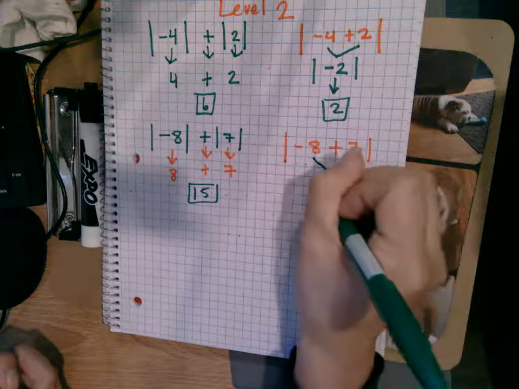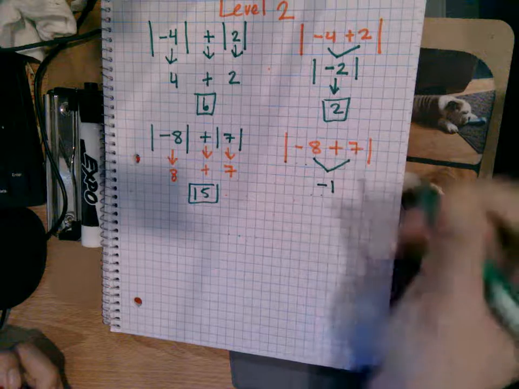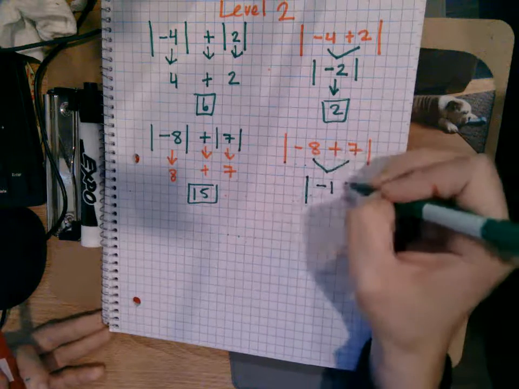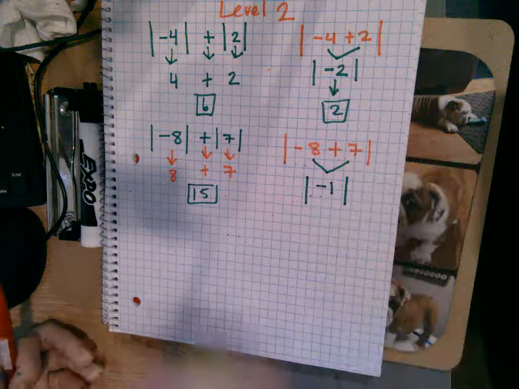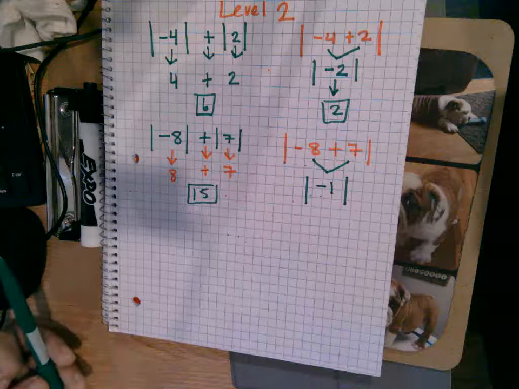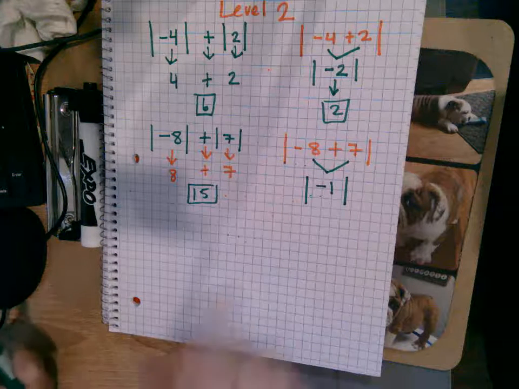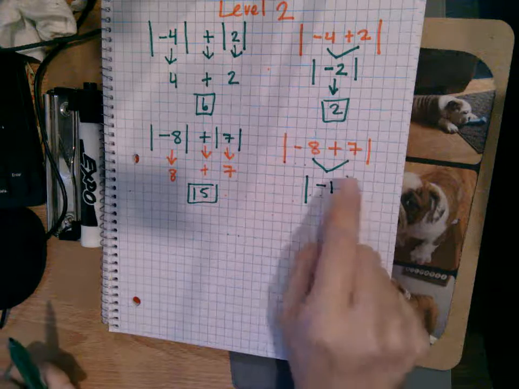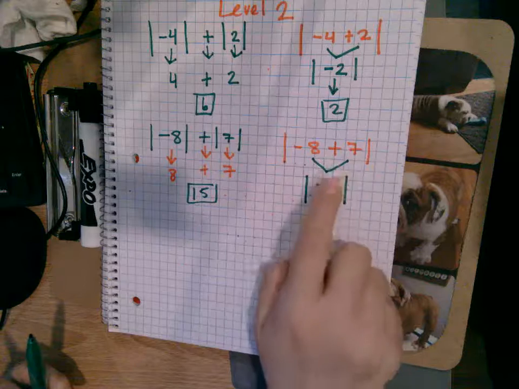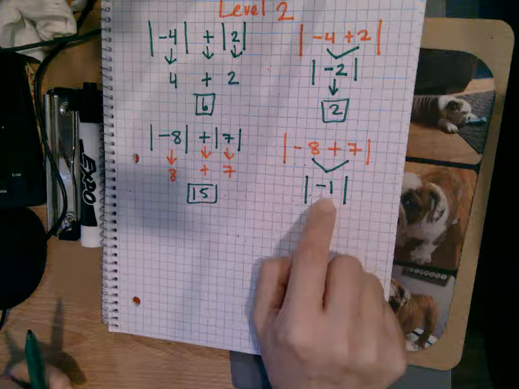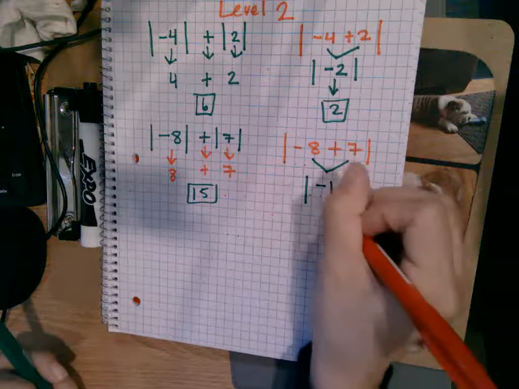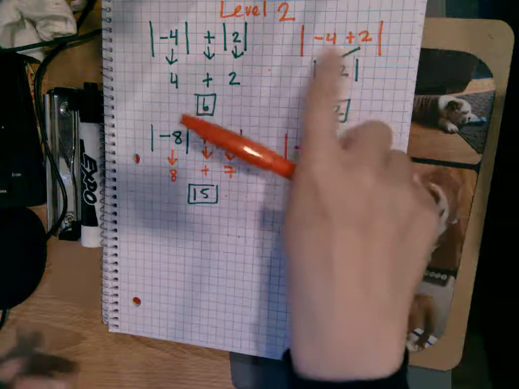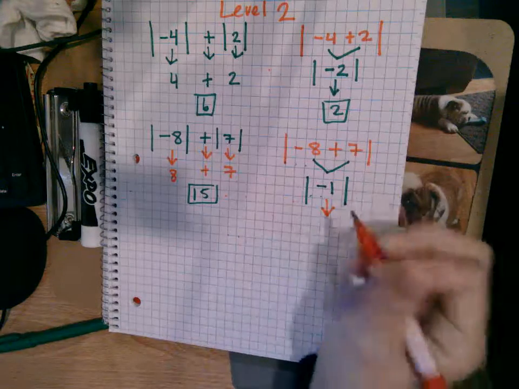Negative 1. Very good, guys. Have I taken the absolute value yet? Nope. So we're going to drop it down. Another mistake kids make is they keep putting bars over here. Dude, no, we're done with the bars. Because it's in a group, you do the math, and the very last step is to drop down the single number. You can only drop down single numbers, not when they're together. So what's the absolute value of negative 1?